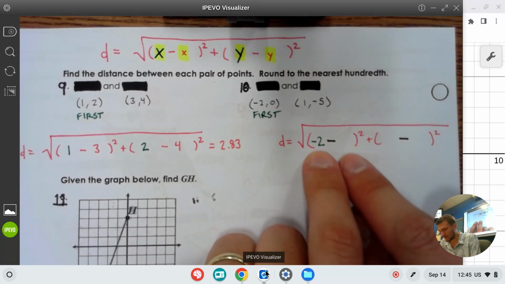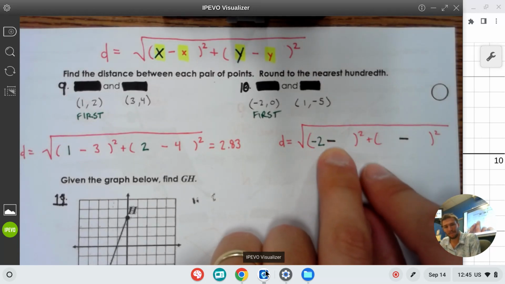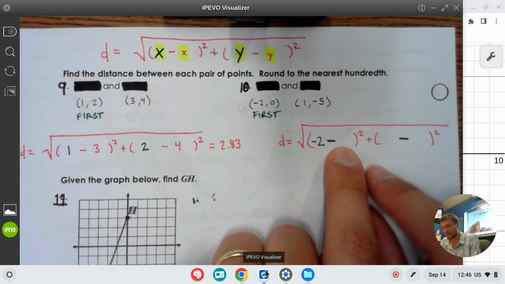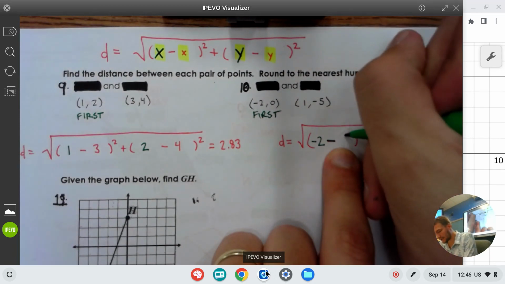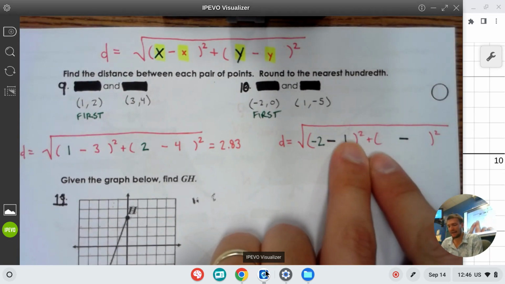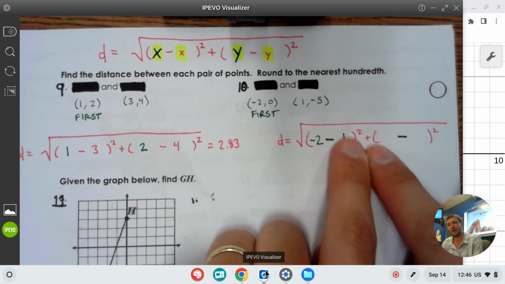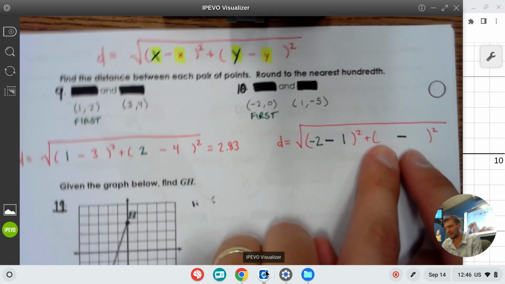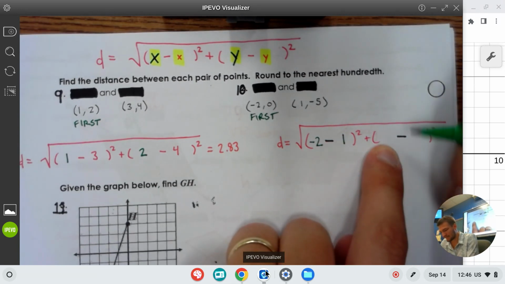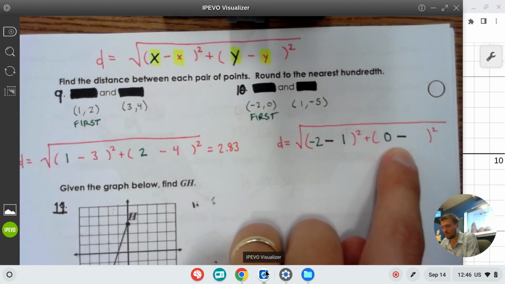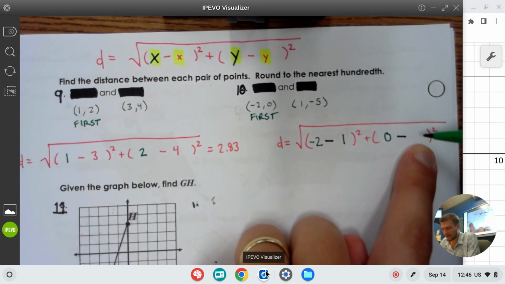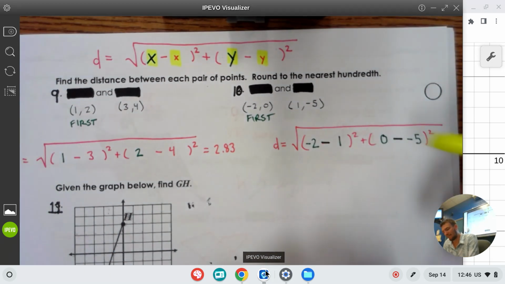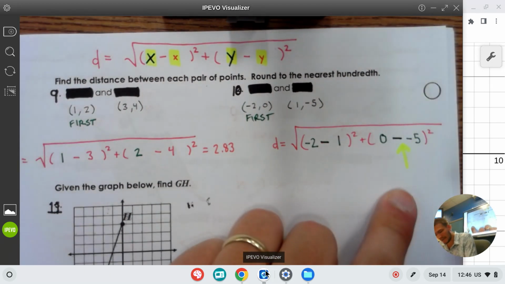Okay, so what goes next to the -2 minus, what did you say? 1. You're correct, Kevin. Nice job. And then after that, that's going to be squared plus parentheses. What goes in this first spot? 0, and what goes in this second spot? -5.